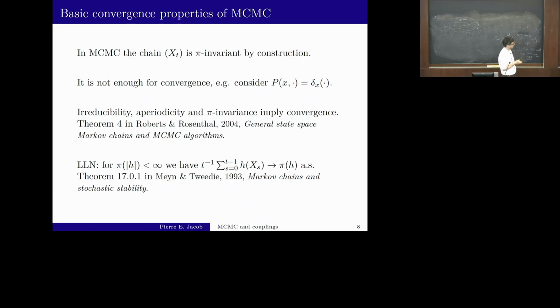It's not enough for convergence because, for example, if your transition is a Dirac mass at the current state, then you will not converge to pi, even though if you were already at pi, you would stay there. But it turns out that irreducibility, aperiodicity, and pi invariance imply convergence. So irreducibility, I can write down the definition.